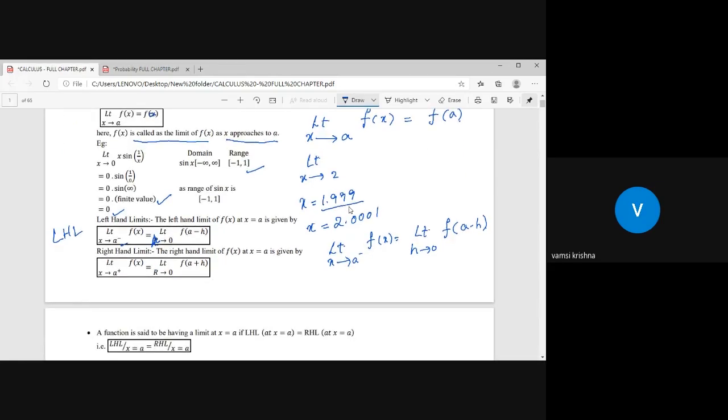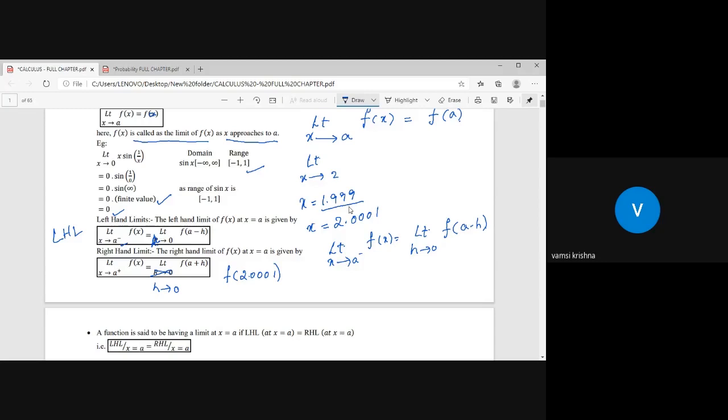In the same way, when you take the right hand limit, limit x tends to a plus f of x means limit h tends to 0 of f of a plus h, something like f of 2.00001. So what is the h value here? 0.00001. Yes, h tends to 0, h is almost 0. Okay, you got some idea about left hand limit and right hand limit.